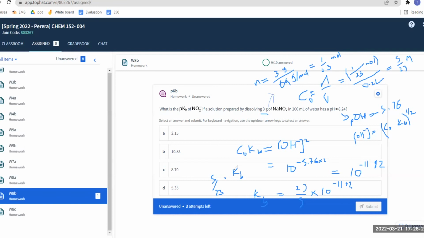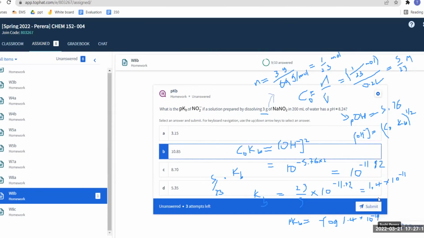Does it make sense? Yes. What did you get? 1.4 times 10 to the negative 11. Now this is the Kb, but we need the pKb, so we take the minus log of that. pKb is the minus log Kb. 1.4 times 10 to the negative 11 should be 10 something. Yeah, 10.85. I will go with that.